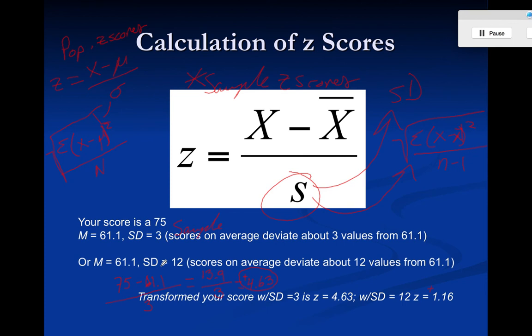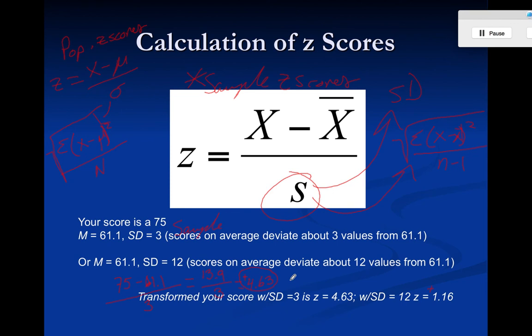because the standard deviation is a lot larger in the second example. In the first example, it looks like my score is really far away from the mean because it's so many standard deviations above the mean. It's 4.63 standard deviations above. So one of the things you have to consider is that the z-score is very useful for us because the larger the value of a z-score, the further from the mean you are. I'll say that again. Very, very important: the larger your z-score, the further from the mean you are. The smaller the z-score, the closer to the mean you are, based on the number of standard deviations.